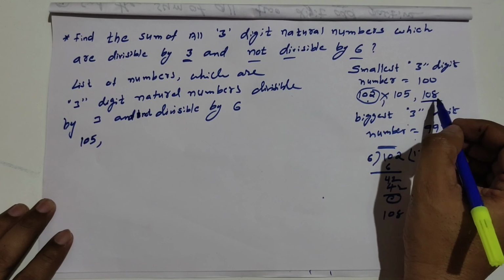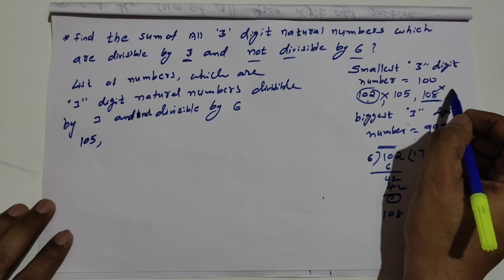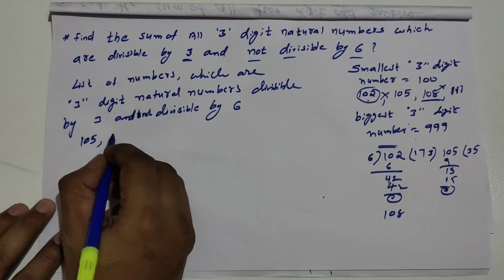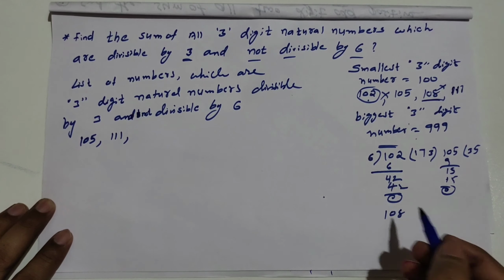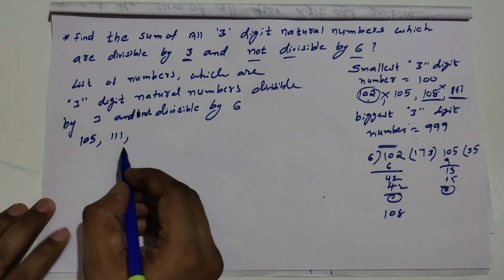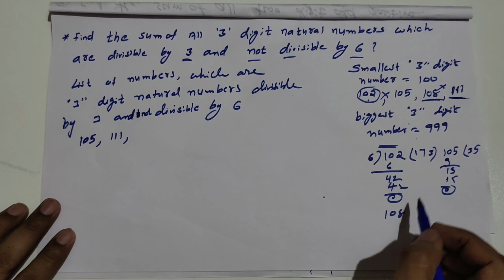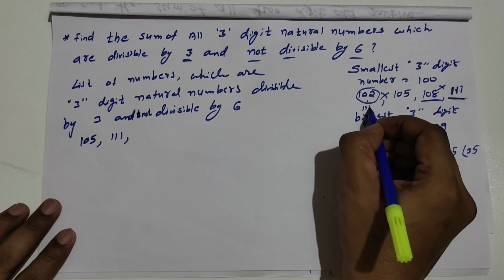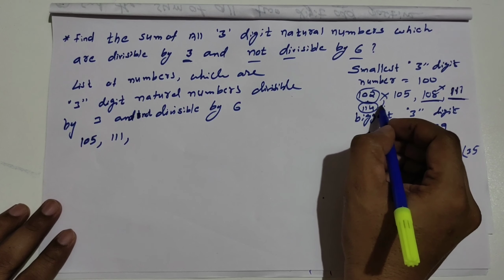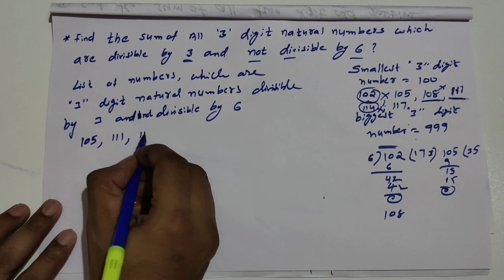108 is also divisible by 6, so it should not be considered. Again, 111: as we check, 6 does not divide this number, so we have to take 111. One more, 114 is again divisible by 6, so it should not be considered. Take 117, it must be divisible by 7.